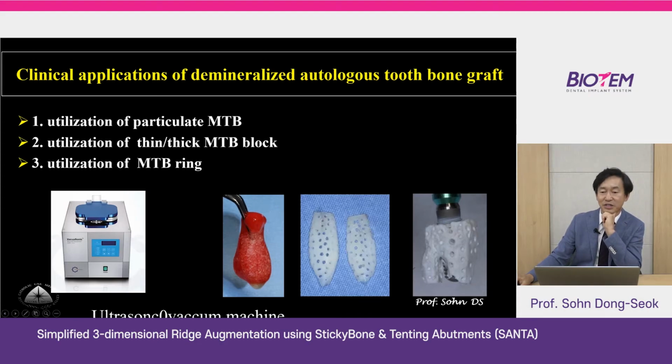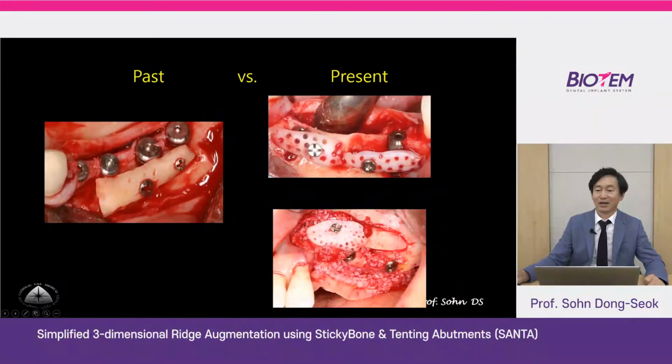This is the chairside machine to make particulate tooth bone, block bone, or ring bones. You can make particulate tooth bone within 20 minutes, but you need 1 hour or 2 hours to make tooth block bone. This is a vacuum sonic device.